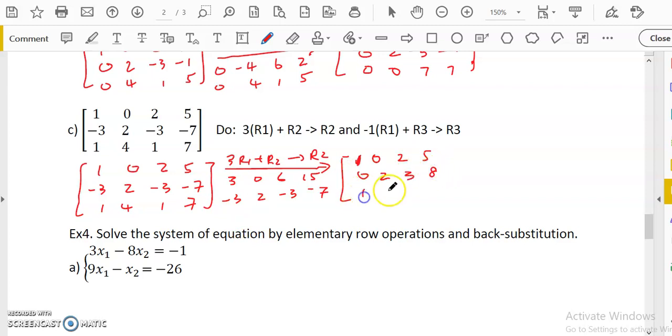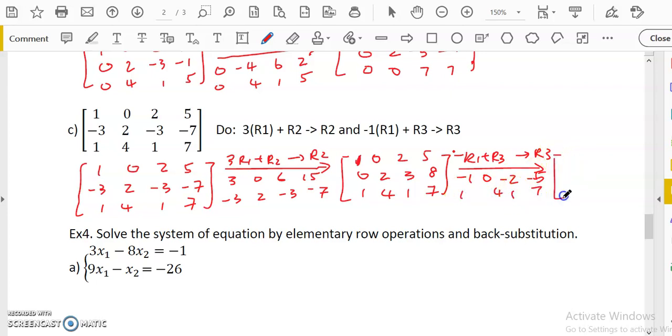And then R3 we didn't change yet. Now we're going to do it. So -R1 plus R3, put into R3. -1, 0, -2, -5, and then 1, 4, 1, 7. So we would have 1, 0, 2, 5, then R2 0, 2, 3, 8, and this one would be 0.